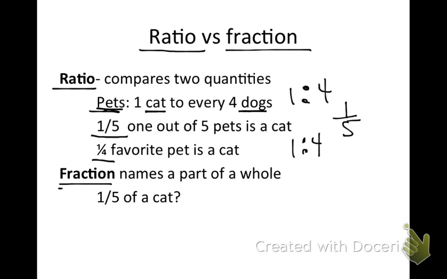Versus a fraction, which looks at the part of a whole. So can I really have 1/5 or 1/4 of a cat? No. So ratios compare two quantities like cats to dogs, and fractions are kind of looking at one thing as a whole. So write that down. If you have questions and don't understand, then write yourself a note on the side and bring that up tomorrow during lecture, and we can give more examples to help your understanding.